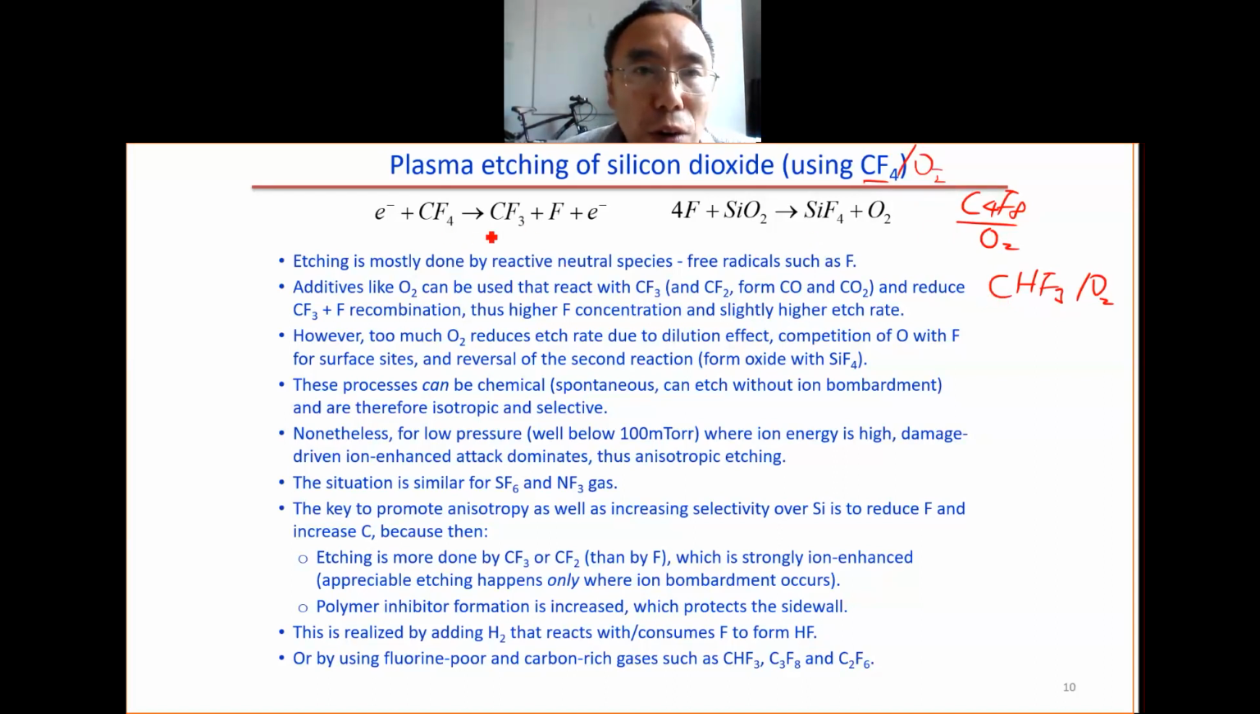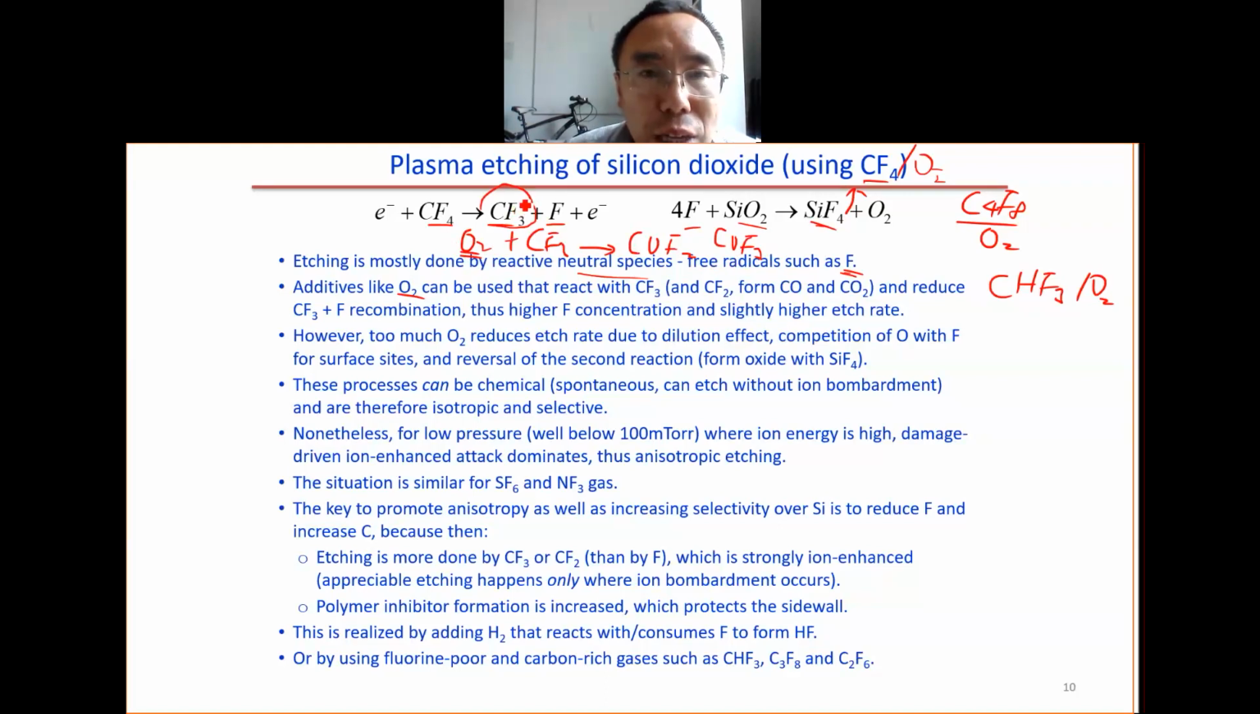If we use CF4, it generates CF3 plus fluorine. The fluorine reacts with the silicon oxide to form silicon tetrafluoride, which is volatile. So the etching is mostly done by the reactive neutral species, in this case the fluorine atom. If we add some oxygen, the oxygen will combine with CF3 to form COF2 or maybe COF3. That means the CF3 can be removed by the oxygen.